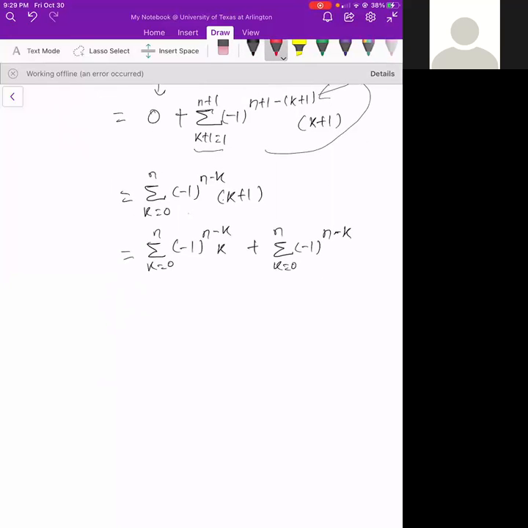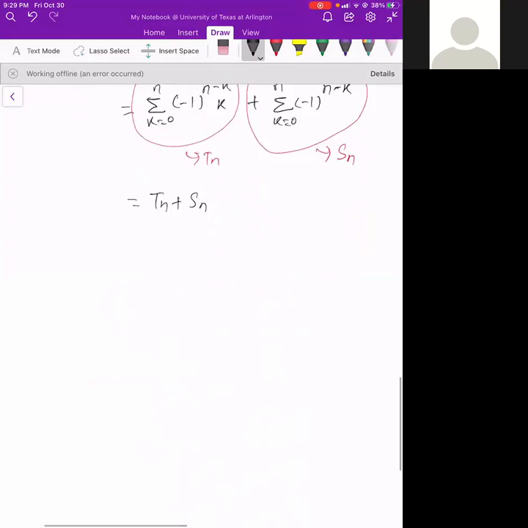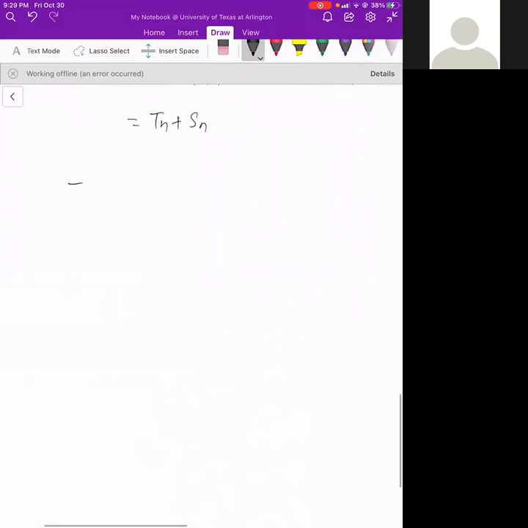This thing over here is basically what we were evaluating, which we used to call Sn. That's a good thing. And this over here is basically Tn. So we will write this down as Tn plus Sn. So we got our first part for Tn plus 1. Let me write that down. T(n+1) is Tn plus Sn, and this is what we got after splitting the first term.